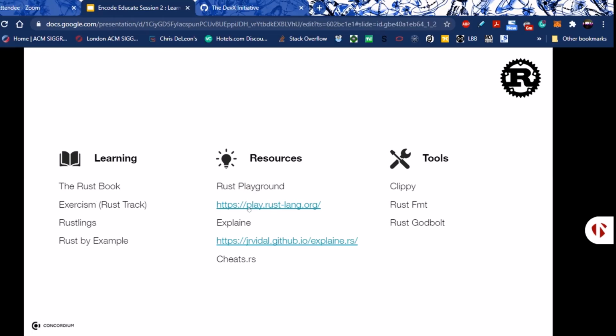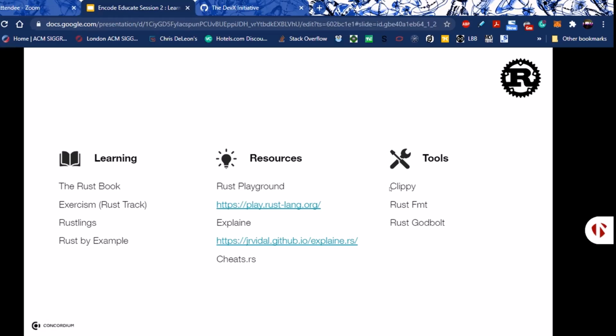There's an extension to the playground called Explain, and this is the GitHub repo for it here. This is basically the playground, but it has an extension that actually explains the syntax to you in a dialog box. So you'll be able to actually see what's happening as you step through the code. You'll be able to see explanations of your function signatures and things like that. There's also cheat.rs, which is a great cheat sheet for you to reference all of the different things that you want to look for.